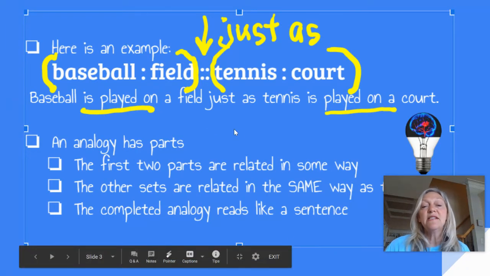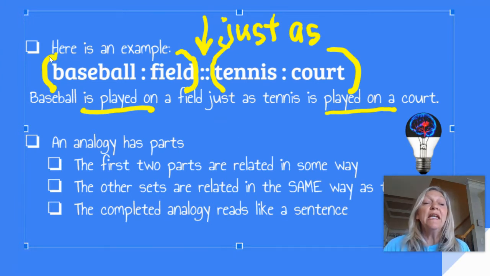So let's look at this example a little bit more closely. If you'll notice, in an analogy, we want the first set of words, which is baseball and field, to be connected to the second set of words in the same way, tennis and court. Now look in the middle. You've got the little symbol, and that represents "just as." And for those of you who are really good in math, this is going to be interesting to you, because that symbol is so much like an equal sign in math.